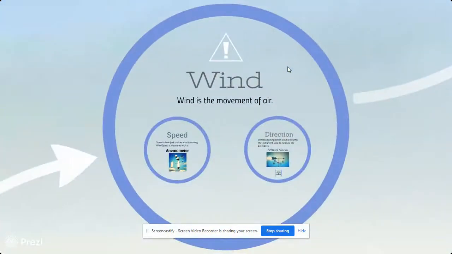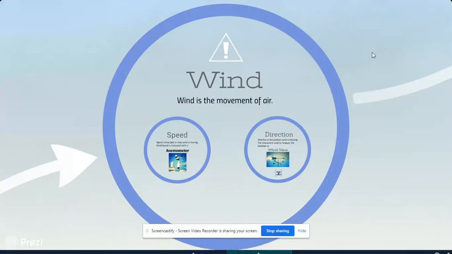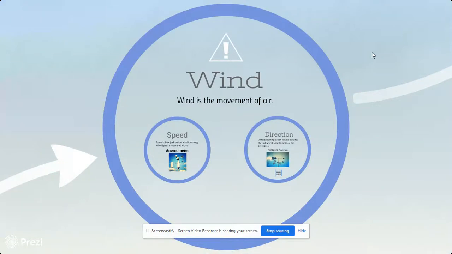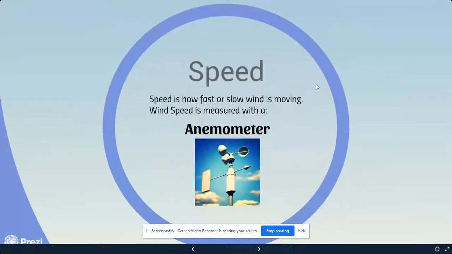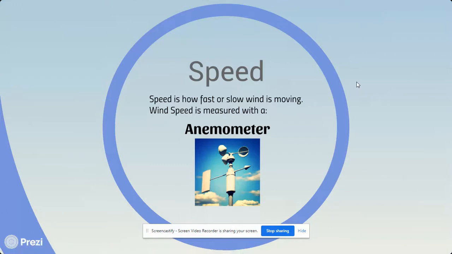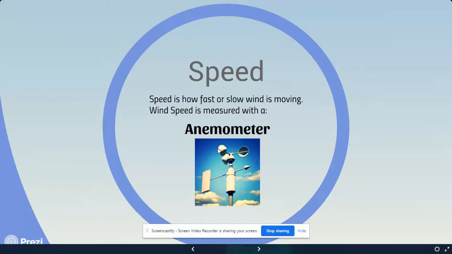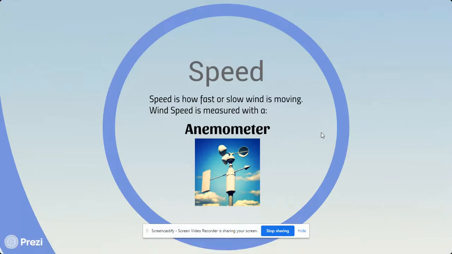So one thing that meteorologists measure is wind. There are two different ways to measure wind. Wind is the movement of air. We can measure the wind speed. Speed is how fast or slow the wind is moving. Wind speed is measured with an anemometer. The anemometer portion is actually these three little cups at the top. The wind gets trapped inside the cup and pushes it around in a circle. It makes it spin, and based off of how fast it is spinning determines the wind speed. So that is an anemometer.